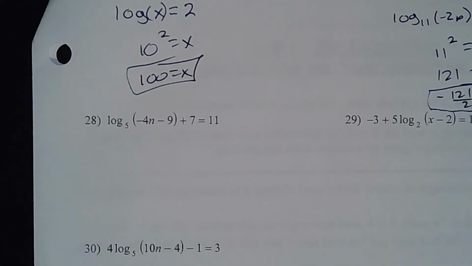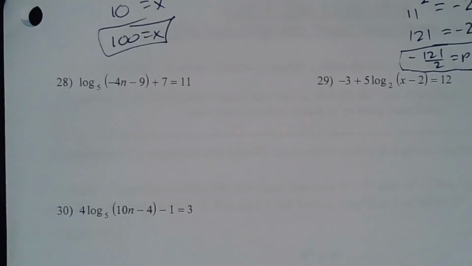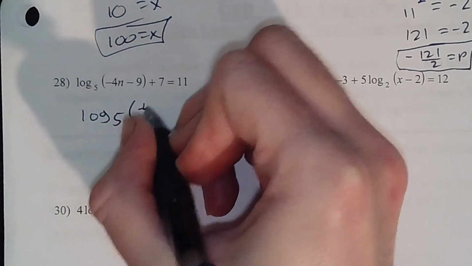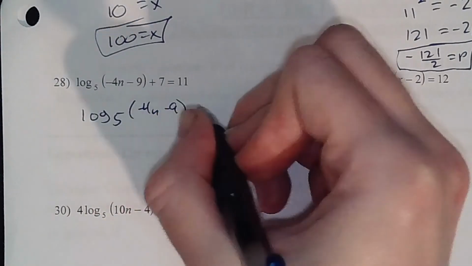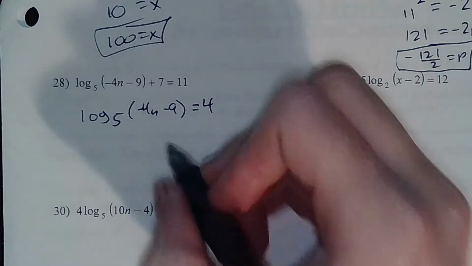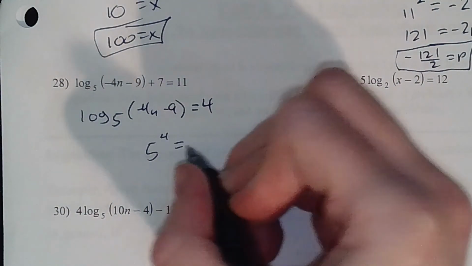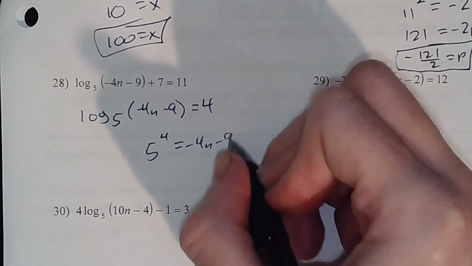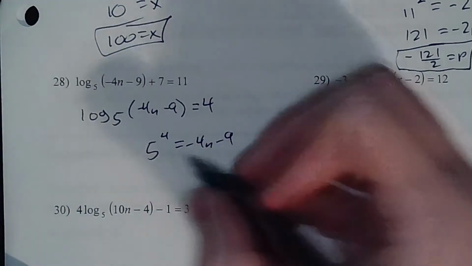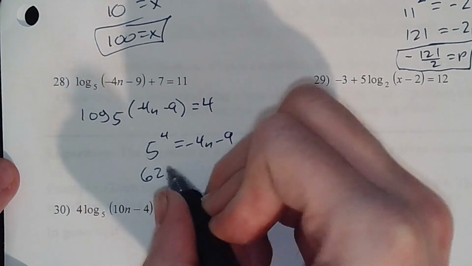So, number 28. Gotta subtract 7 first. Same concept as that last page. I gotta have that number by itself to actually do this problem. Then we got 5 raised to the 4th power equals negative 4n minus 9. Like I said the other day, if you have that whole list of numbers memorized, these problems are easier because I don't have to go to my calculator and start writing 5 to the 4th. I can just know, yeah, that's 625. I know that.